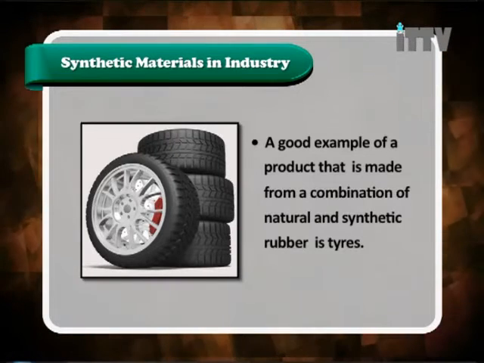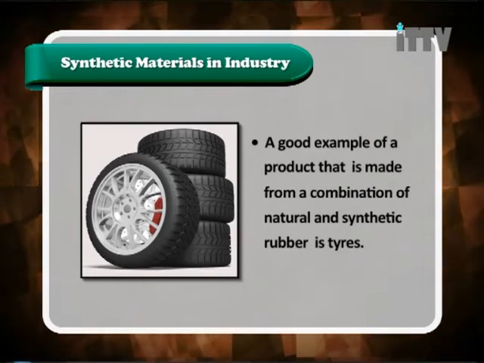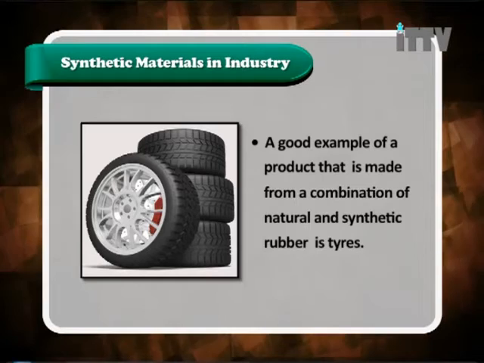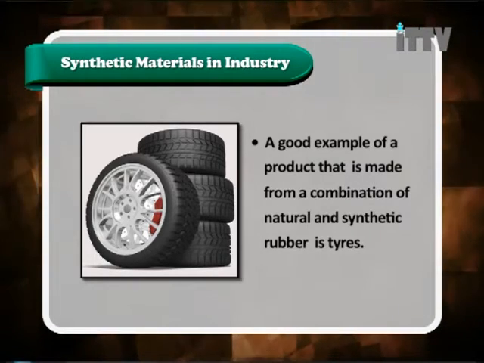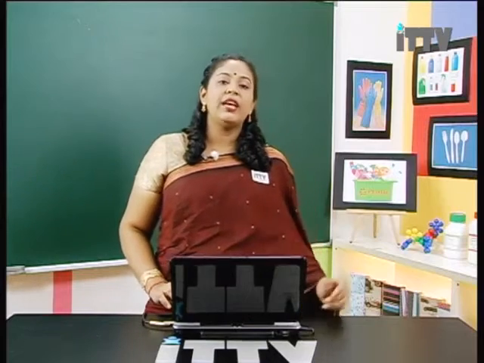Now, as we have learned earlier, this synthetic polymer is actually a man-made polymer. And we have learned here the general characteristics of synthetic polymer. Now, let's see where it is used. A good example of a product that is made from a combination of natural and synthetic rubber is tires. So here we can see a combination of natural rubber and synthetic rubber is used in our tires.